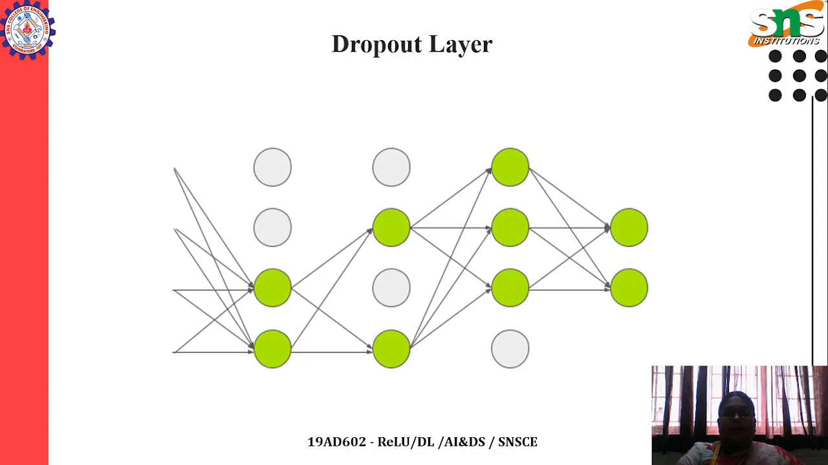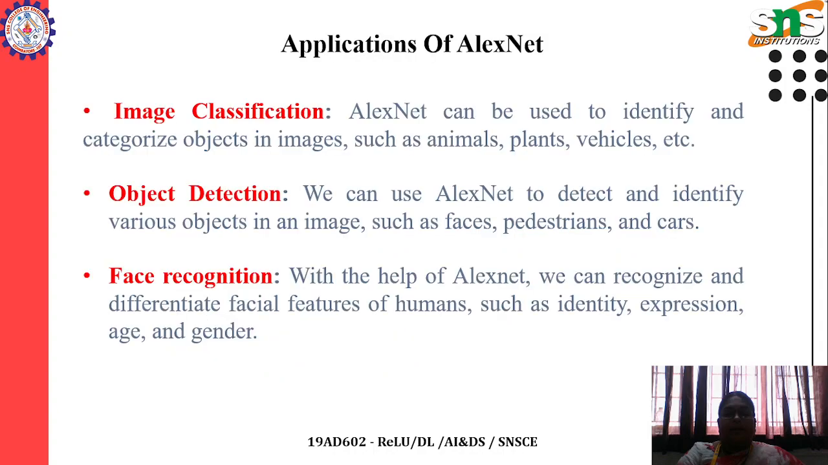So what is the advantage? It reduces the complexity of the network. If we have a large number of neurons in the convolutional neural network, the complexity increases, so we can drop out those neurons to reduce the complexity. So far we have discussed the convolutional neural network architecture example, AlexNet, and all the layers present in it.